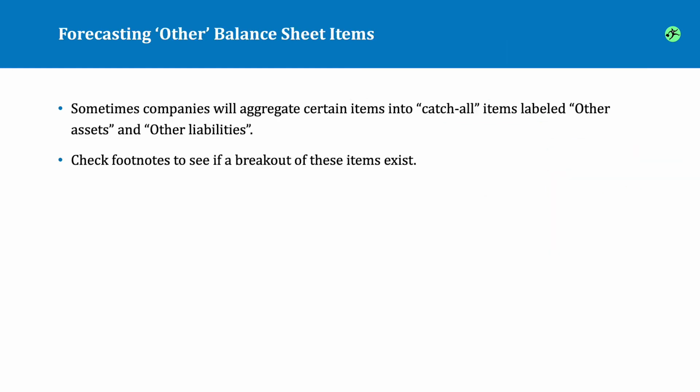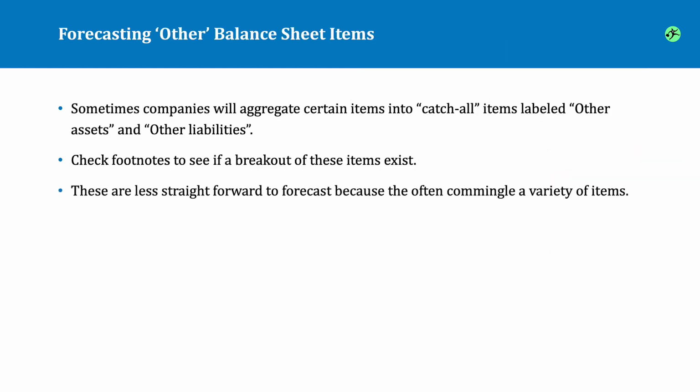But sometimes we don't know what they are. These items are less straightforward because they often commingle. Plus, remember, there was another item in there as well, something called other, and we don't know what those others are. So this makes these items pretty challenging to sort out. As a general framework, that's what I want to provide you before we dive into Apple.